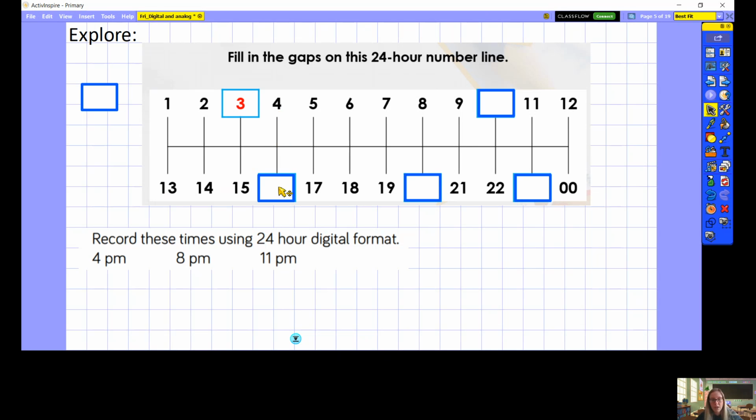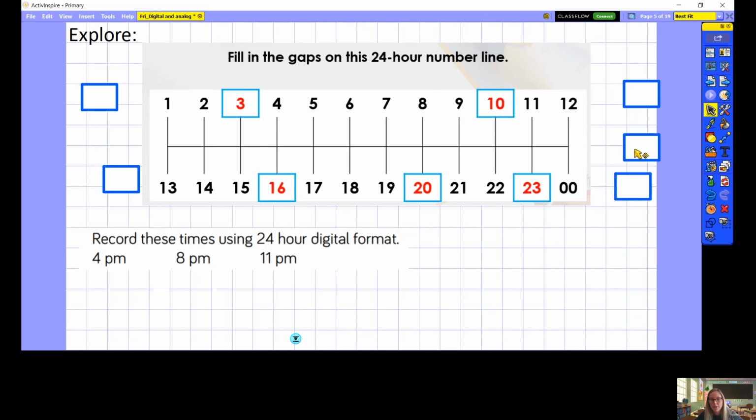Okay, so 4 add 12 is 16, one of the missing numbers. 8 add 12 is 20. 22 subtract 12 is 10. And 11 add 12 is 23.